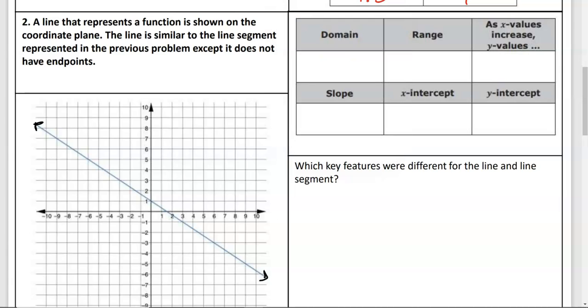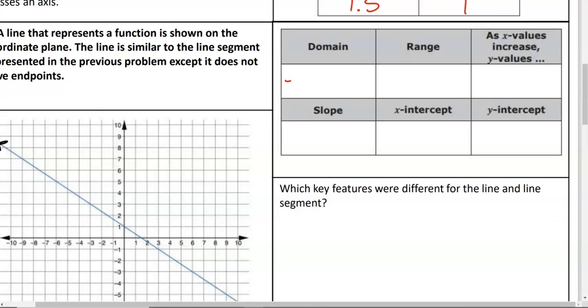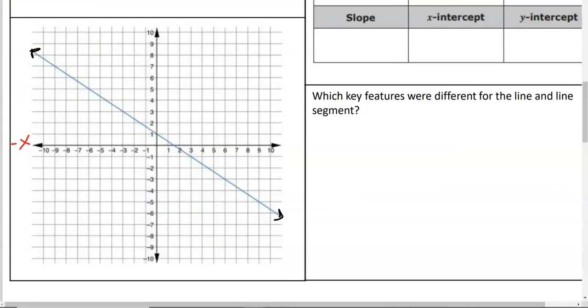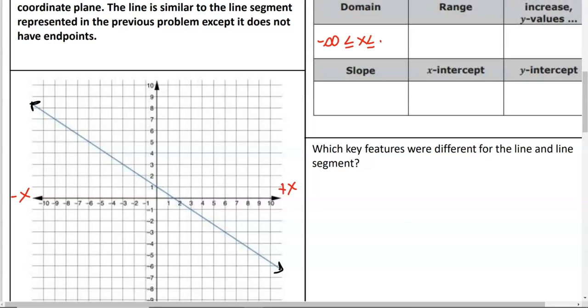Good. My domain, was it my x's or my y's? My x's. So how low can I go on my x? How do I say infinite? Which one, positive or negative? Negative. So we can go as low as negative infinity, right? And we can go as high as what on the other side? Positive infinity. Good. My graph does stop at 10, but because there are arrows, the line is not stopping at 10. Those arrows not having endpoints show that it's going to keep on going.